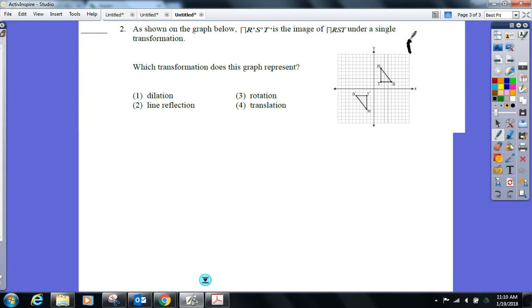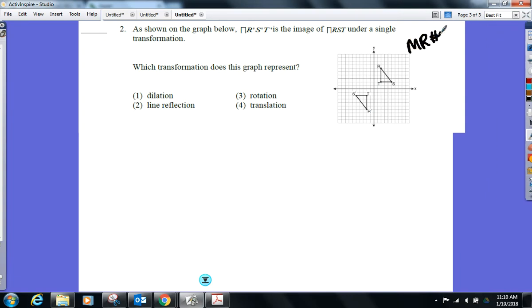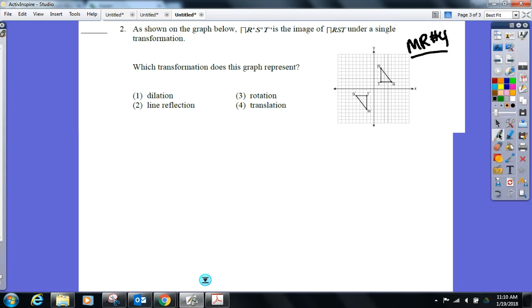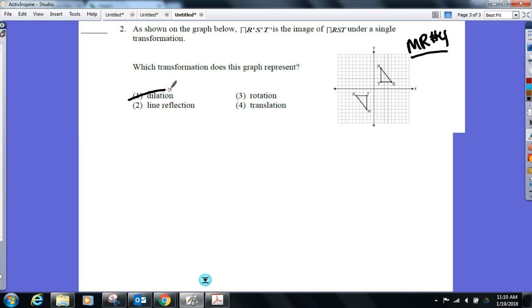Review number 4. Okay, so one single one here. Well, I can get rid of dilation because the dilation is going to make it bigger or smaller. Okay, so line reflection, rotation, or translation. Well, I've got to match S up with S prime, T with T prime, and R with R prime. So I got to make sure those angles and sides all match up when I do this.